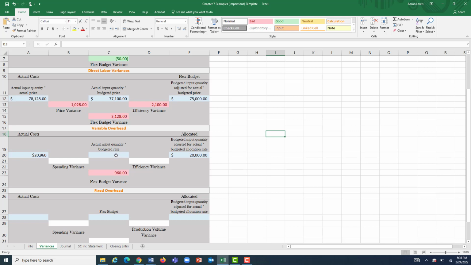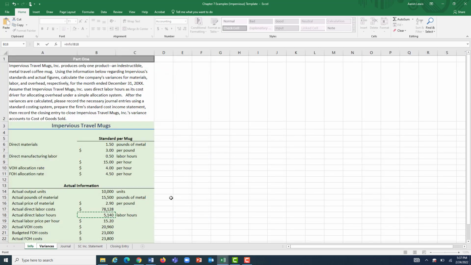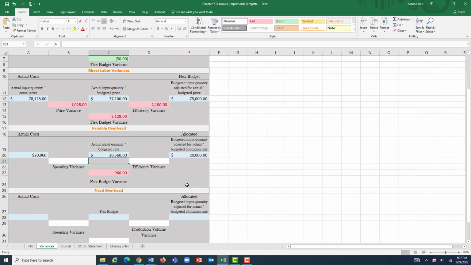Well, to do that, we're going to have to isolate it out using the no-name column, and we're going to take our actual input quantity, how much of the driver we actually used, and multiply it by our predetermined overhead allocation rate that we budgeted for variable overhead. So going back to our info, the actual amount of the driver that we used was 5,140. We had proposed that we were going to allocate at a rate of $4 per hour. So for the actual level of the driver that we incurred and our predetermined or budgeted overhead allocation rate for variable overhead, that is $20,560.